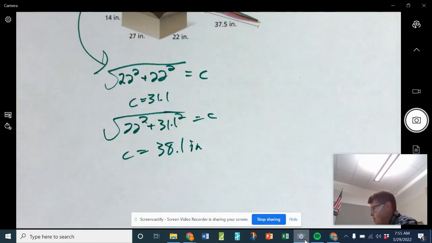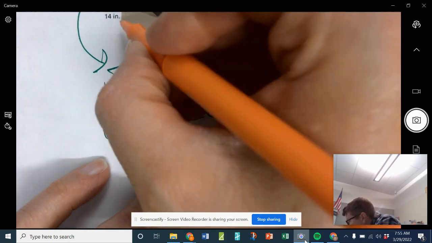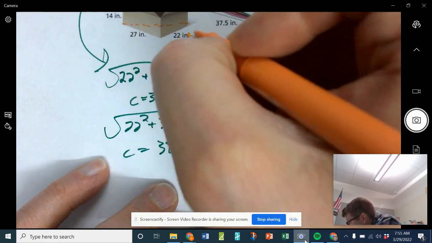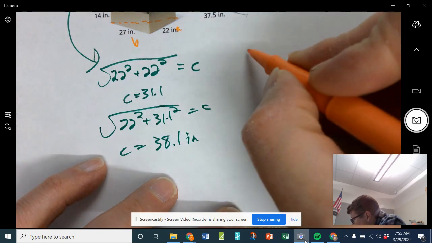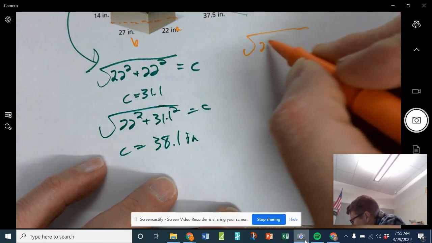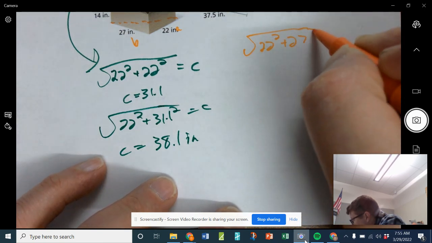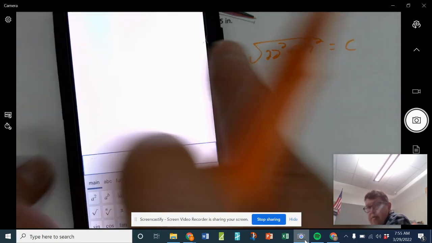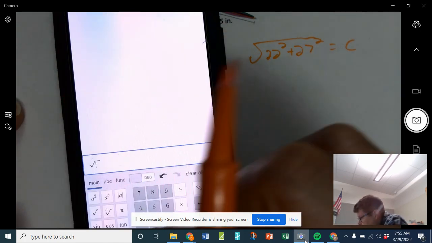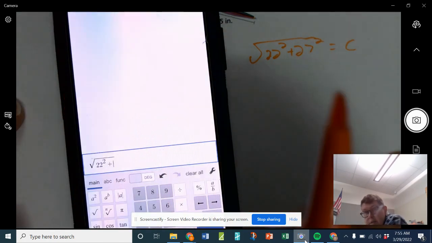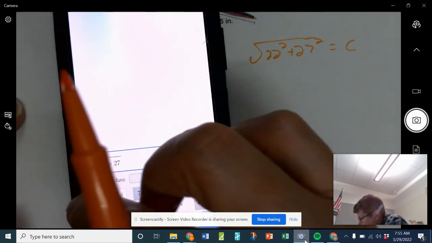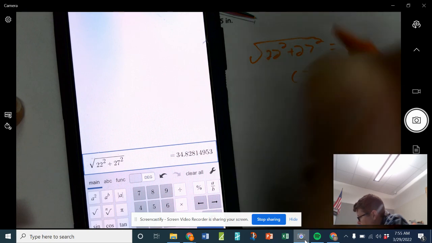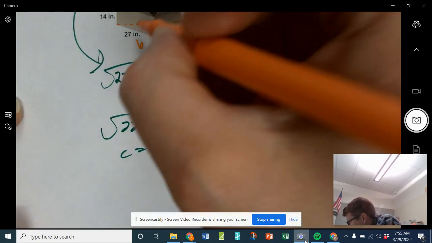Now let's try this last box and do the same thing. We'll figure out the diagonal through the bottom. We've got our A and our B. Our A is 22 and our B is 27, and that'll give us our C. The fact that we have this calculator makes this so much easier. So we've got the square root of 22 squared plus 27 squared, which gives us 34.8 along the bottom right here.